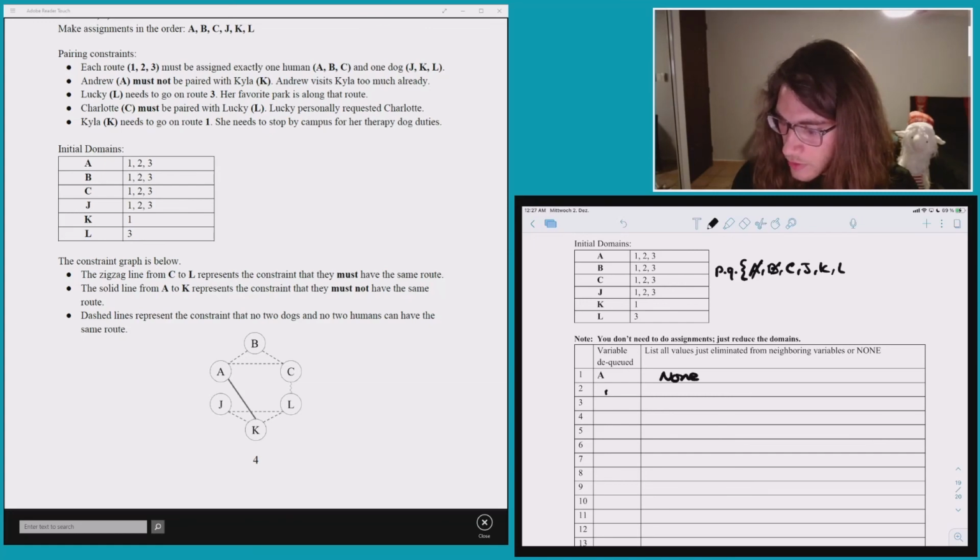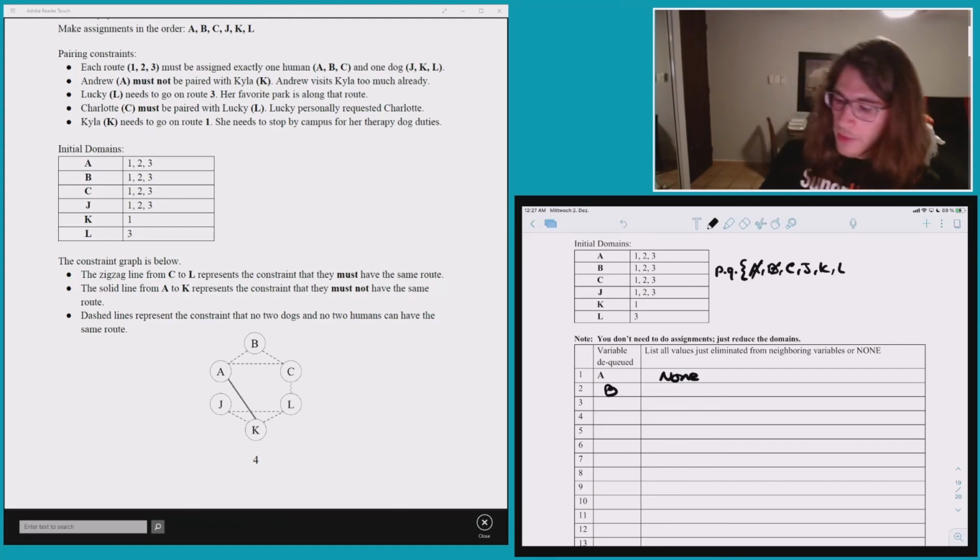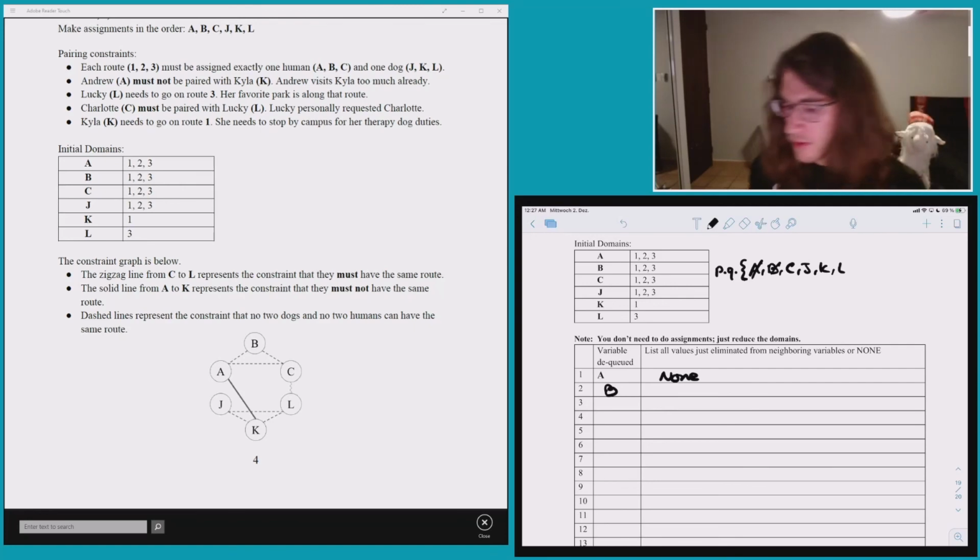We dequeue B, and we perform the same check. Is there a value in the domain of one of the other variables that when assigned would conflict with B being 1 or 2 or 3, as in would conflict with any of those 3 assignments, and there isn't one?